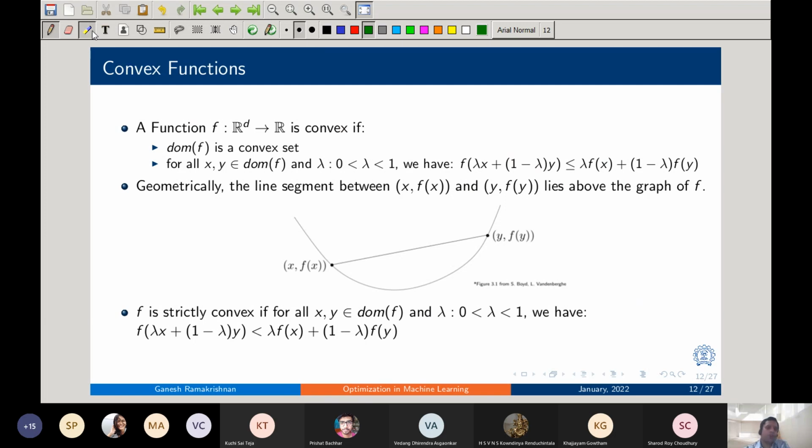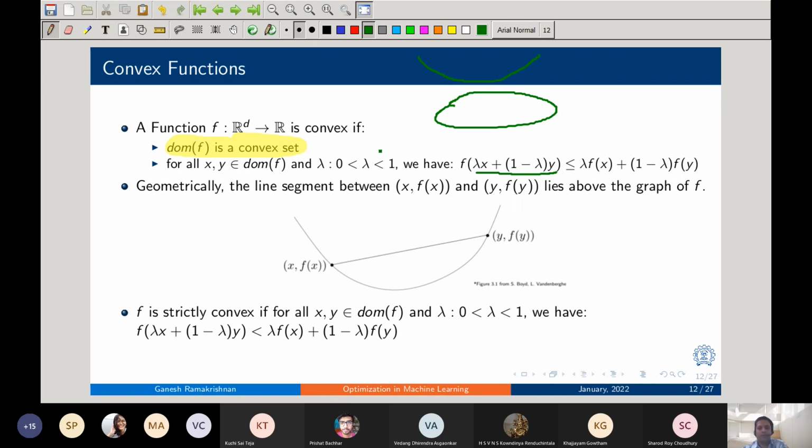Convex functions require the set to be convex upfront. That has been declared here, that a function f is convex, first of all, if the domain of f is a convex set. You really can't talk about a convex function on a non-convex set, because as you'll see, you are basically ensuring that all convex combinations of points in the domain are such that the function is defined there.